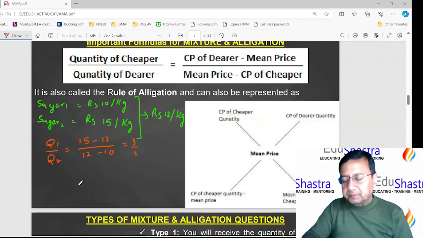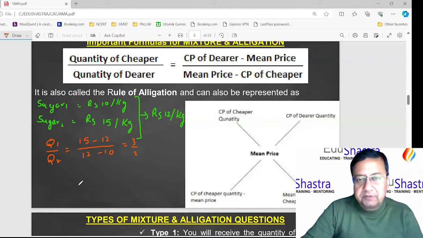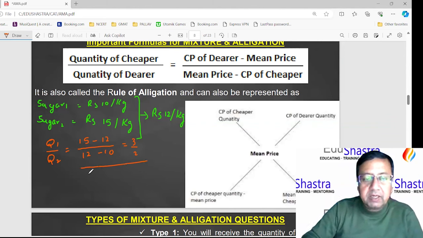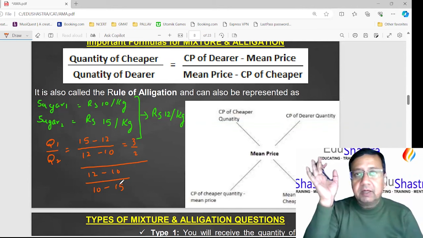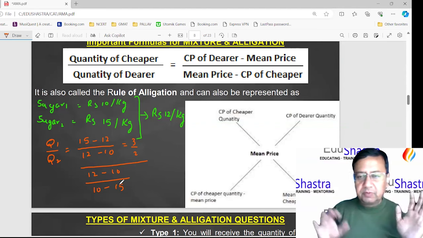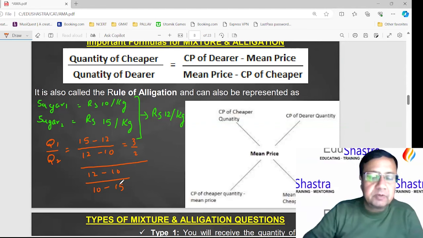But when we are using this formula, there is some confusion. What should I take first? I suppose some of you must have done it this way, 12 minus 10 and 10 minus 15, or something different. Should I take 15 minus 12 or 10 minus 12? So there is some confusion in this formula.